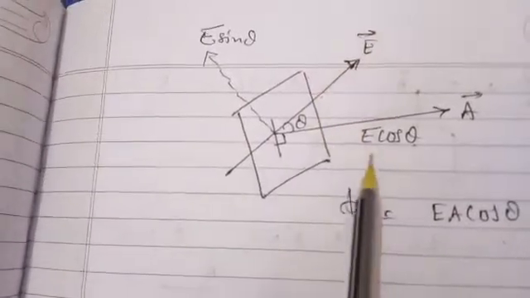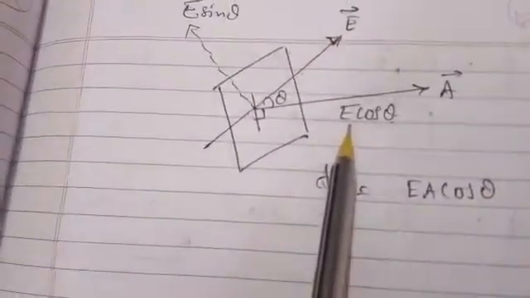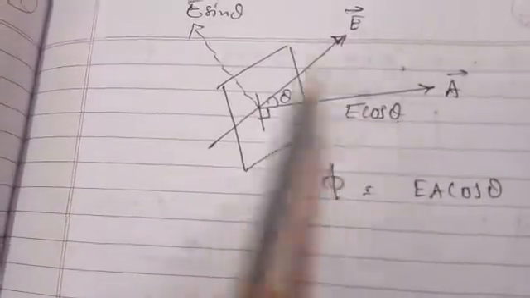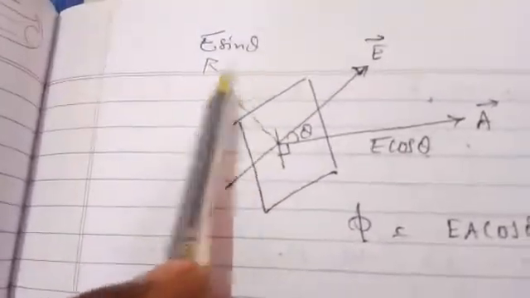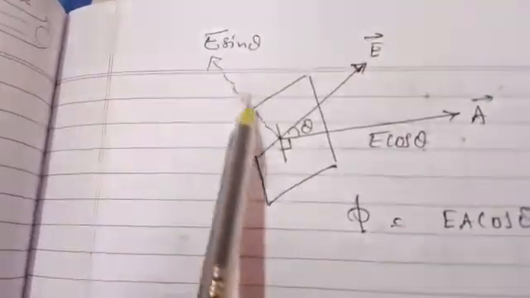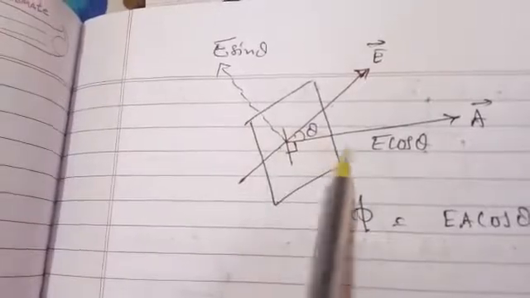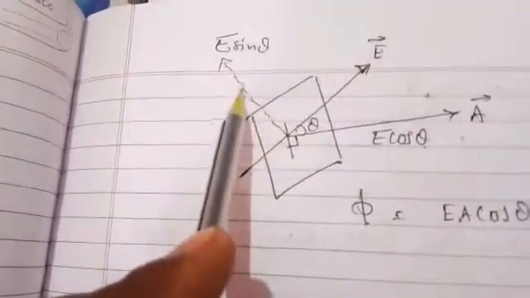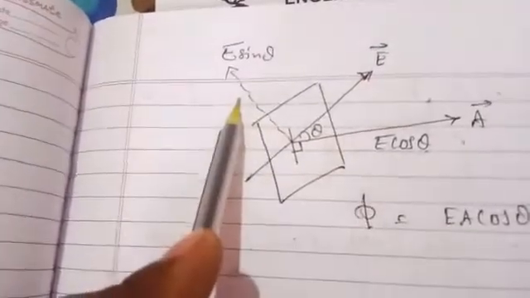We get one component in the direction of the area vector A, which is E cos theta, and another component of the electric field, which is E sin theta, which is not useful for us. When the E sin theta component is perpendicular to the surface, the angle will be 90, and there will be no flux, because when the angle between the area vector and this component is 90, we get nothing from here.